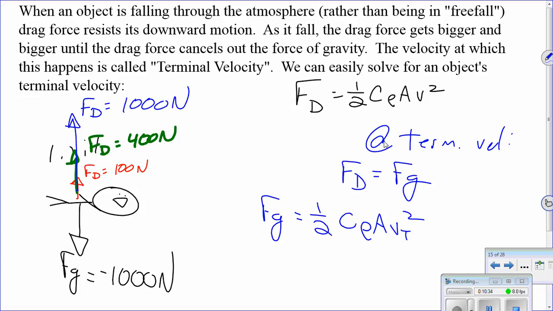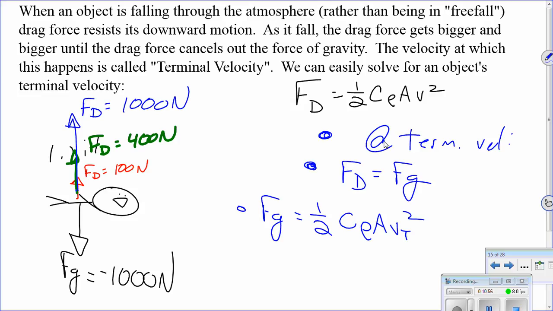So once you hit your terminal velocity, sorry, I'm not doing a very good job managing my board space today. Once you hit terminal velocity, your drag force is equal to the force of gravity. That's 1/2 C rho A v terminal squared, right? That's the point when you're going to stop accelerating.